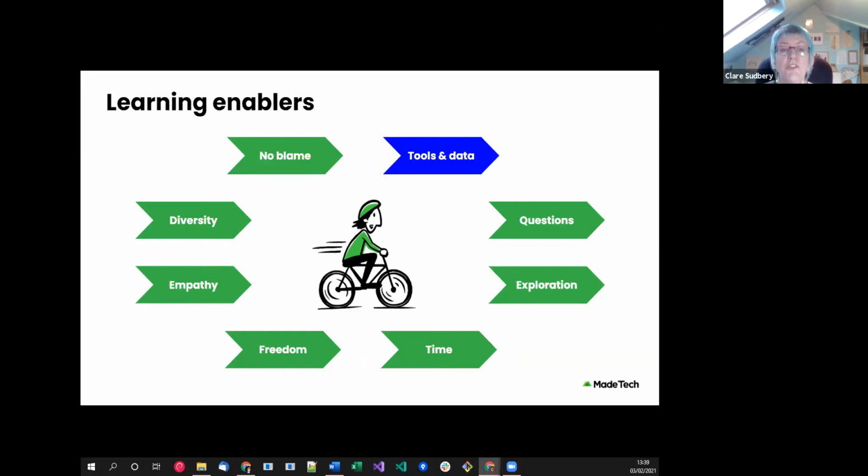A learning culture is one where you learn from your tools and from your data, and you deliberately create tools that are designed to help people learn. So observability is the really obvious one there, but where you're actually paying attention to the feedback that you're getting. A learning culture is one where people ask questions and answer questions.